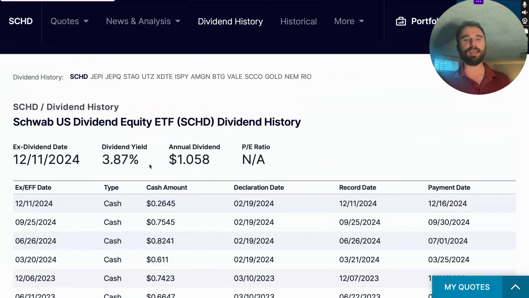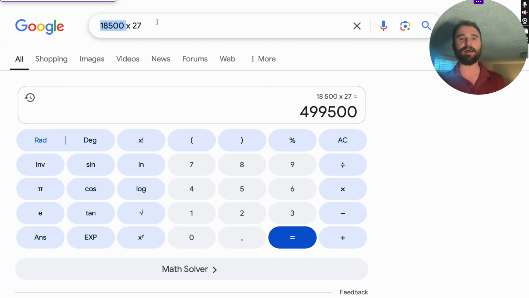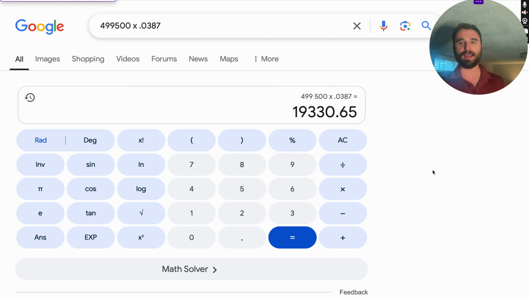So if we take 3.87%, and let's say we multiply it times the amount we're going to be investing, which is going to be $499,500, because we're buying 18,500 shares at $27 a share to start off with. We're going to be getting $499,500 invested at the yield of 0.0387. That's going to be $19,330 per year. That we're going to be earning just in dividends on this basically $500,000 portfolio. So assuming we do nothing else but hold the ETF, we're going to be earning $19,000.